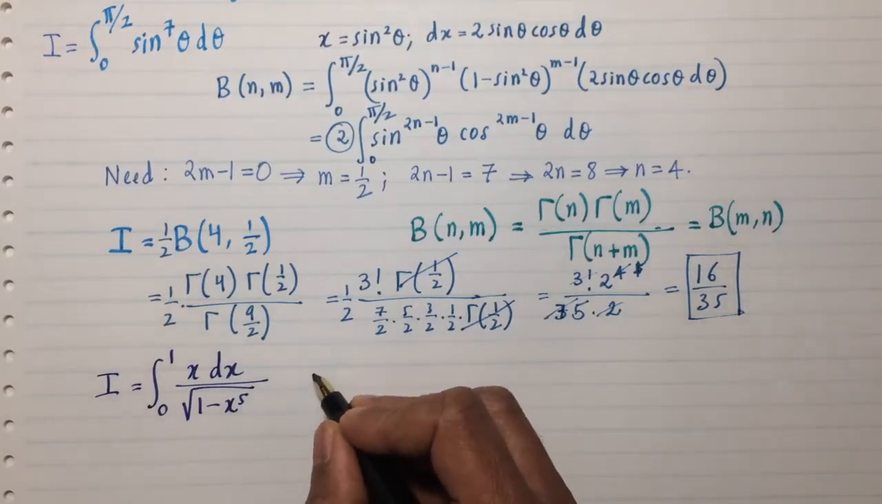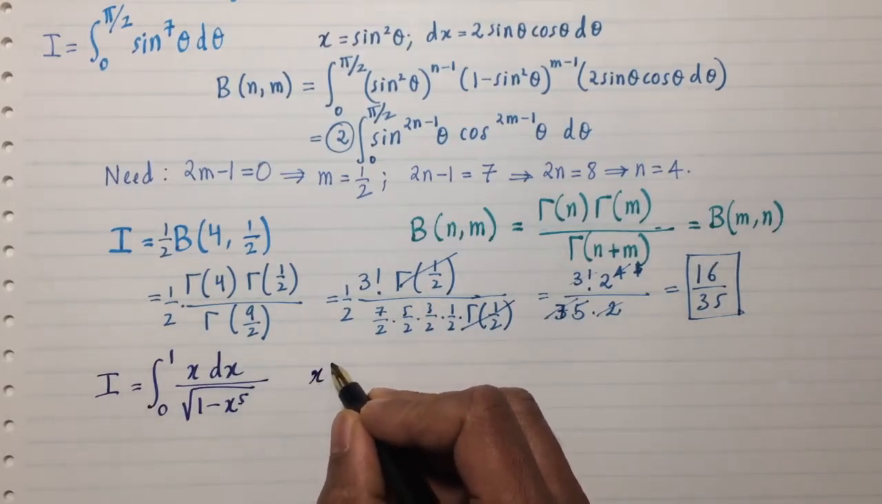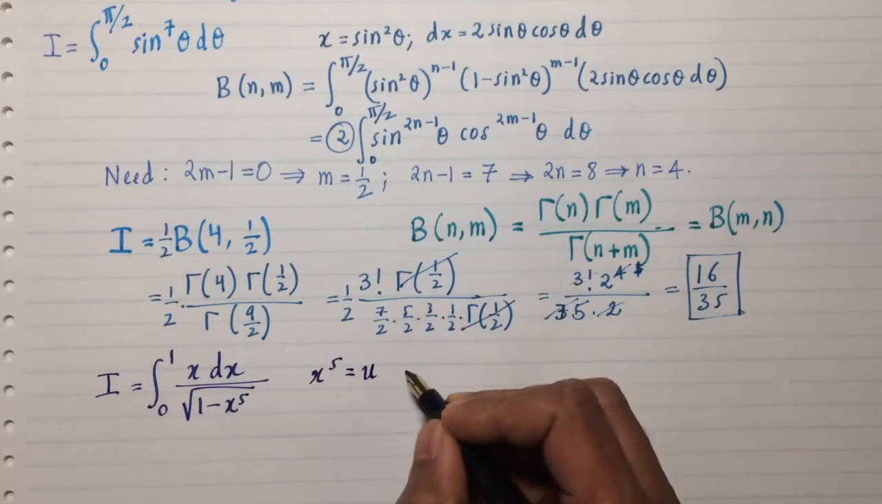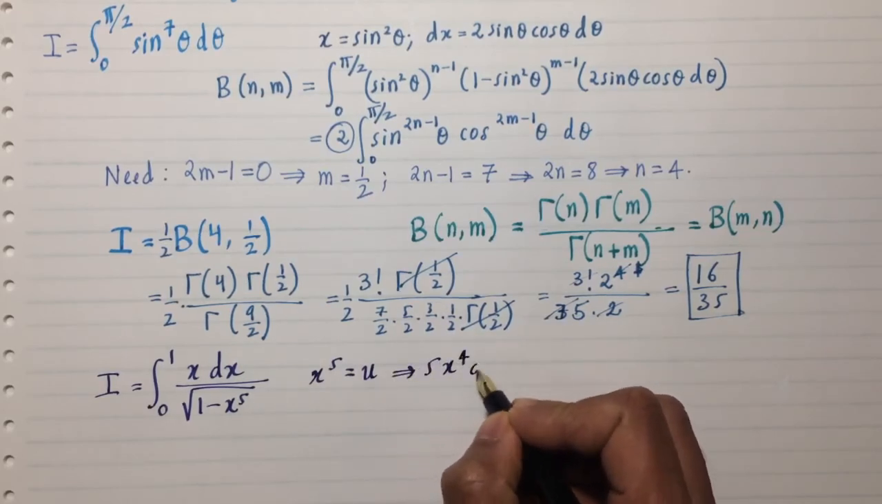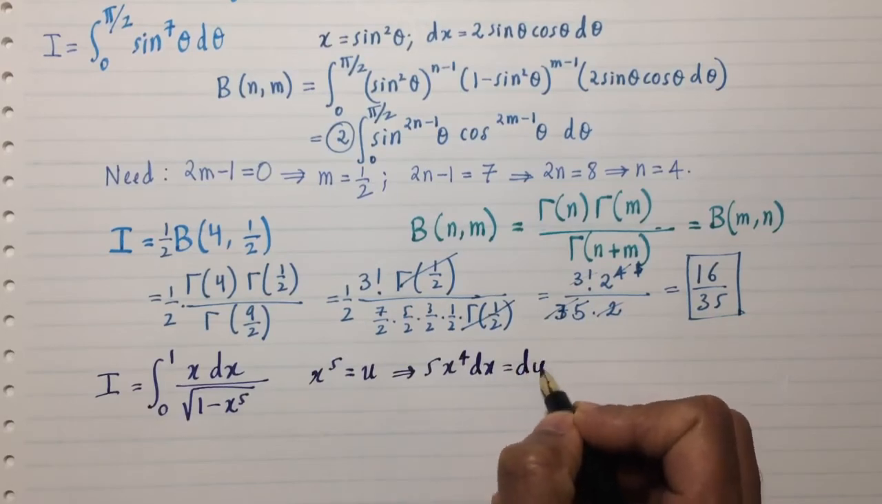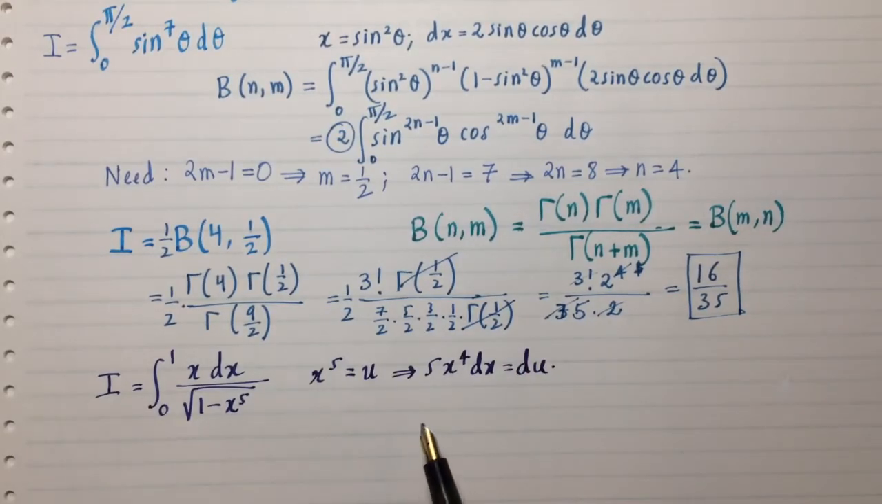But I will try a u substitution, but try to make it into a gamma function. Let's try that. x to the 5 is u. That tells me that 5x to the 4 dx is du. Let's see what happens. When x equals 0, u is 0. When x equals 1, u is 1. So the limits don't get changed.